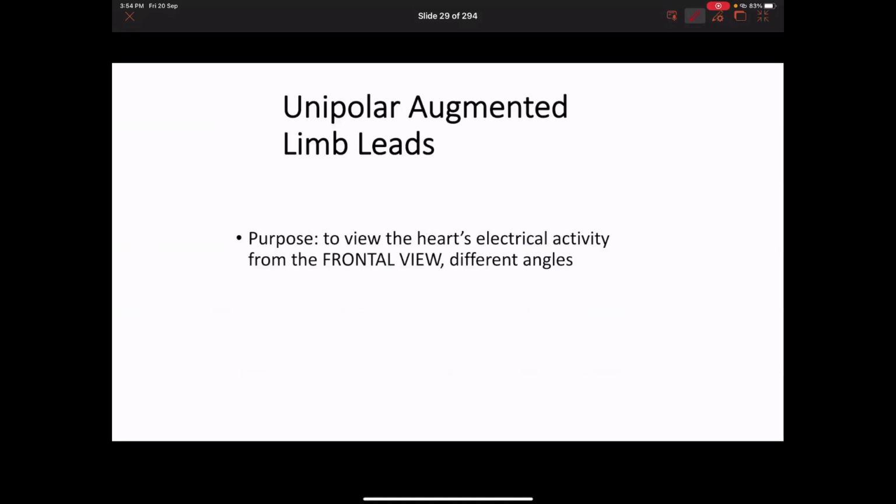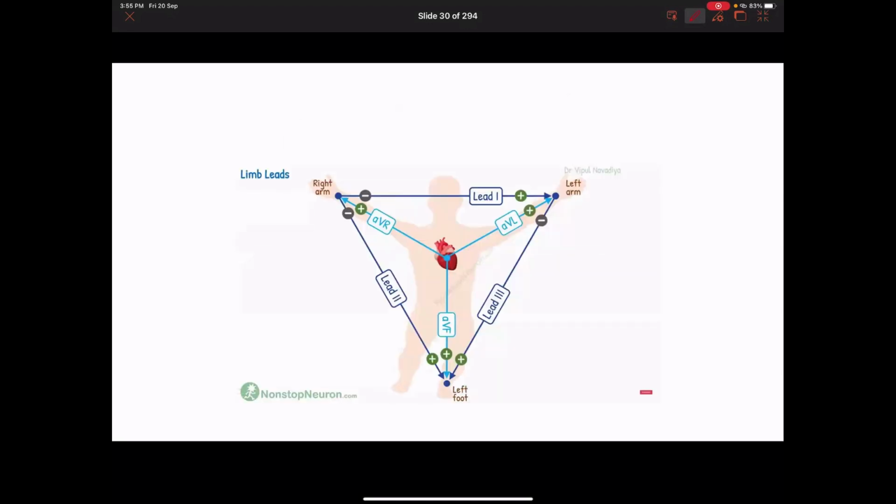Now, the second type of leads is the unipolar limb leads. These also read the electrical activity from the frontal view. It's AVR, AVF, and AVL. The difference between these leads and lead 1, 2, and 3 is that these leads are unipolar, which means they don't have a positive electrode and a negative electrode on two sides. They have a common negative part here, and they use that in reference to the positive end. Don't confuse yourself; you don't need to understand this deeply. Just know how they're placed.